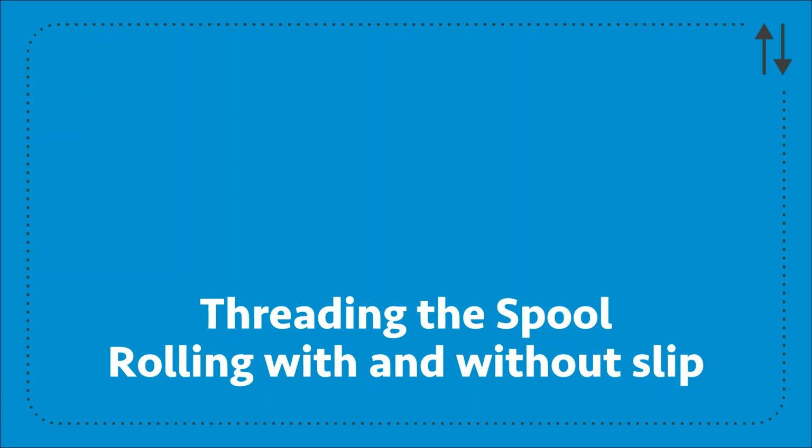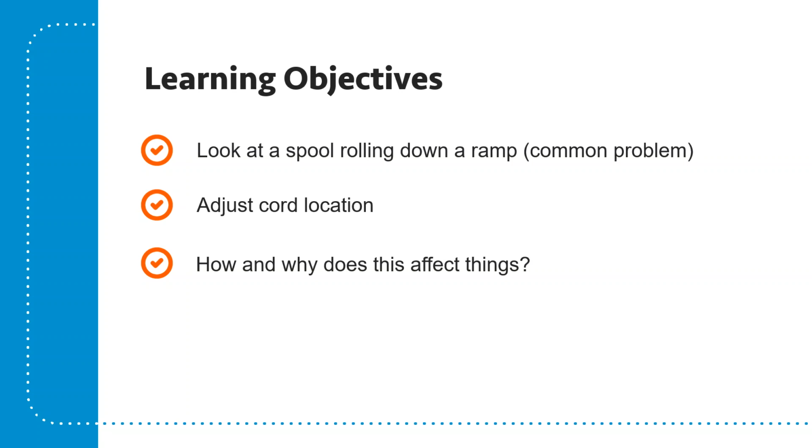What I want to look at today are two problems, but really the same problem, dealing with a combined rolling with and without slip. Threading the spool refers to a typical problem that we often have in the course, which is a spool on a ramp or on a flat surface. And what we want to do is look at this from two different cord locations.